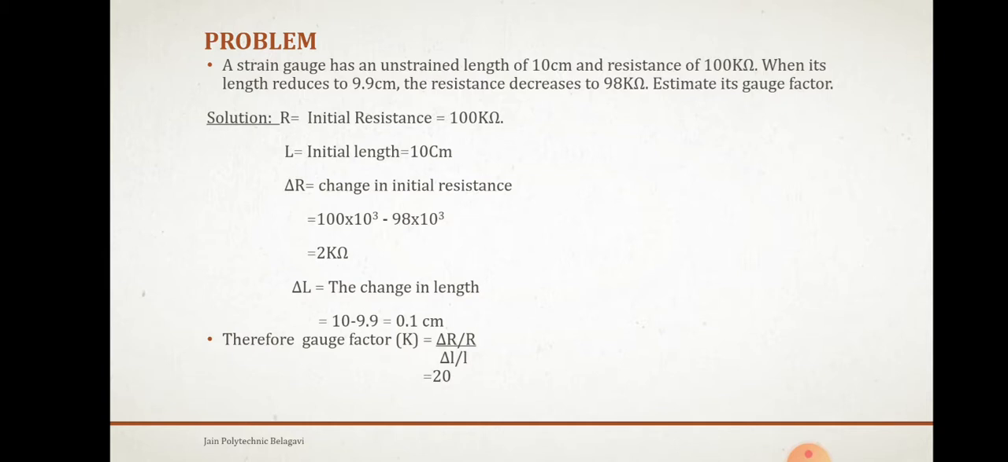So to find the gauge factor, we have delta R, delta L, we have R, we have L. So gauge factor K will be delta R divided by R, the whole divided by delta L divided by L. At last, after doing all that calculation, you will get the gauge factor as 20. Okay.